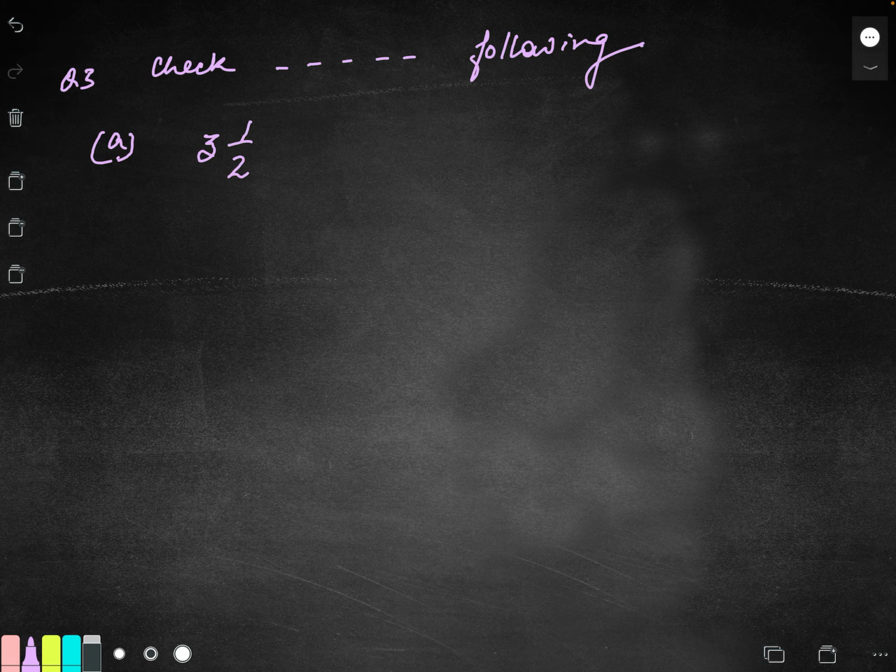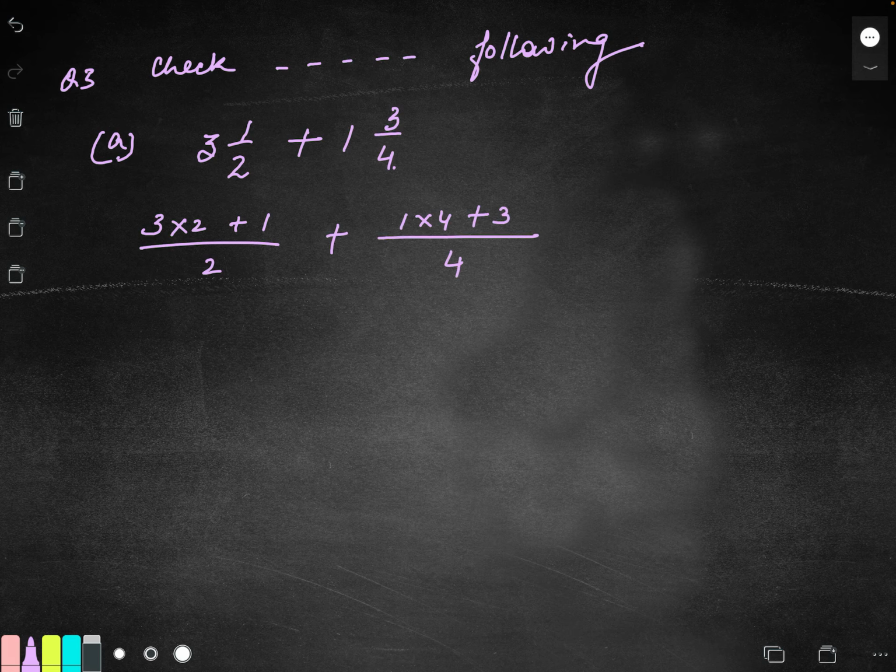Question number 3, children. You have to check the symbol and then perform as told. Plus, minus, you have to see for yourself. So the first one. Here one more step is added. As you are able to see, my question exists in the mixed form. So my first step is to convert it into the improper form. 1 into 4, remember, we did a handful of exercises and worksheets. 3 twos are 6 plus 1, 7 upon 2, 7 upon 4. So your wish, either multiply 7 by 2 by 4 and 7 by 4 by 2, or I can do it directly.